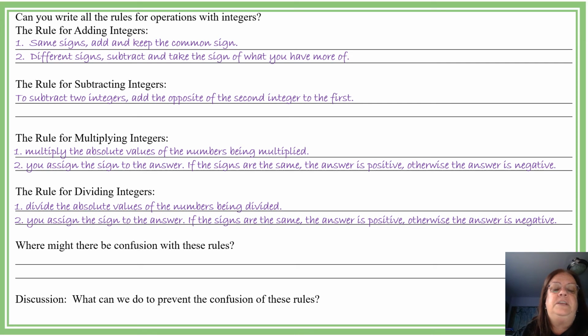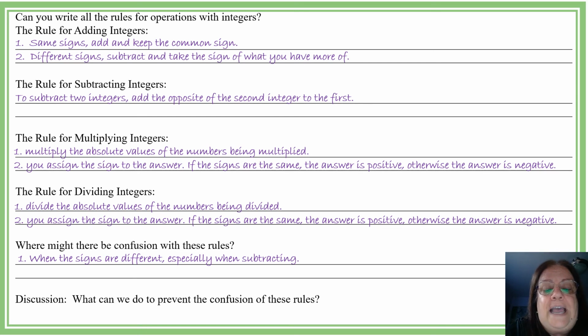Where might there be confusion with these rules? Well, when the signs are different, essentially what's happening is you're subtracting. But when the signs are different and you're subtracting the second one, sometimes these get a little confusing.